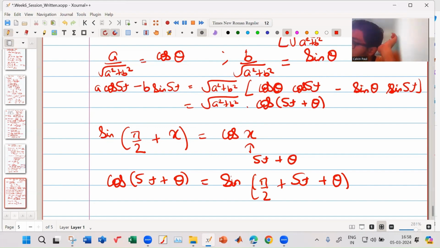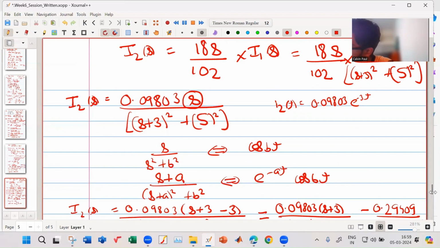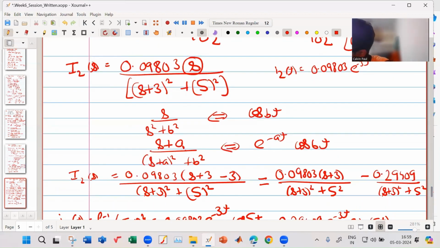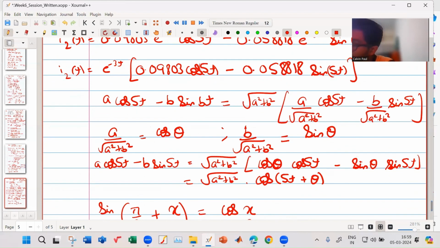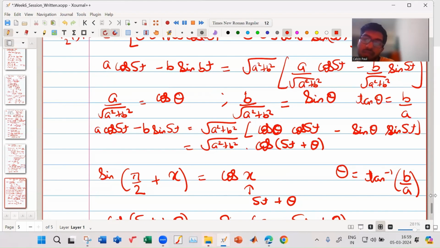And what will be my theta over here? If you see, a upon square root of a square plus b square is cos theta, b upon square root of a square plus b square is sine theta. So my tan theta will be equal to sine theta upon cos theta, that is equal to b upon a. So this means my theta is equal to tan inverse of b upon a.